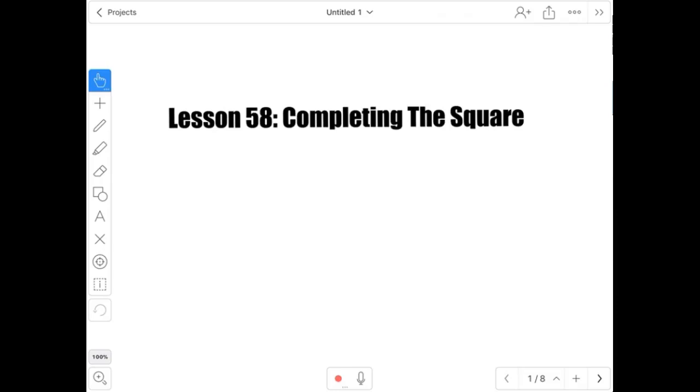Hello. Today we're going to take a look at completing the square. Now, completing the square can be a pretty difficult topic to cover. However, it is crucial in helping us figure out or even deriving the quadratic formula. So we're going to take our time to go through the steps that are required, and as long as you can follow those steps, it shouldn't be too difficult by the end.